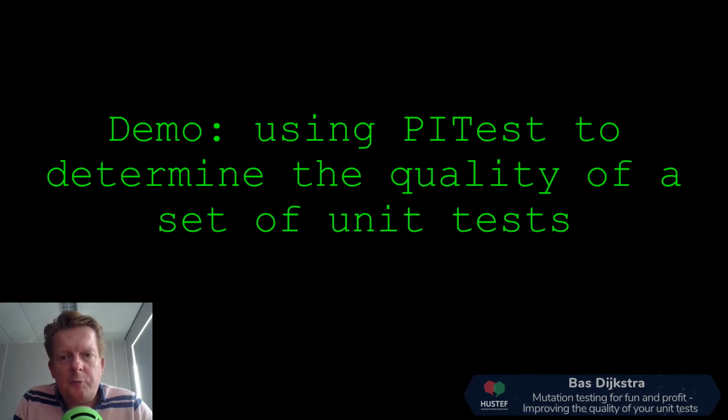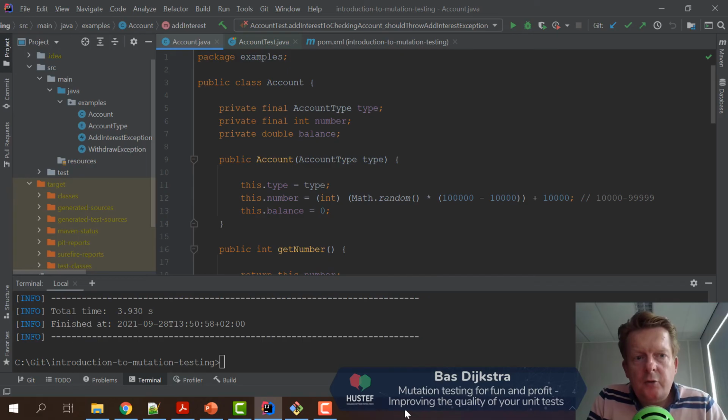So let's have a look at how PITest works in practice and what it can tell you about the quality of your unit tests. To demonstrate that, I've created a small Java project with an account class which represents a bank account. An account has three properties: a type, so either checking or savings, a bank account number somewhere between 10,000 and 99,999, and of course a balance.